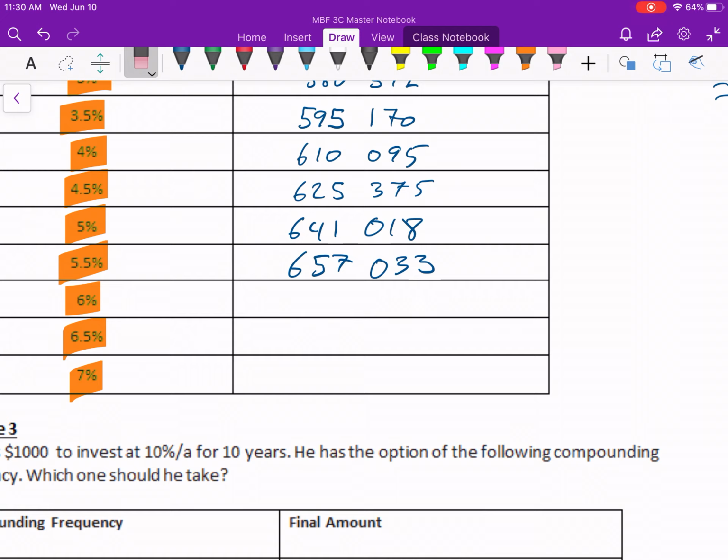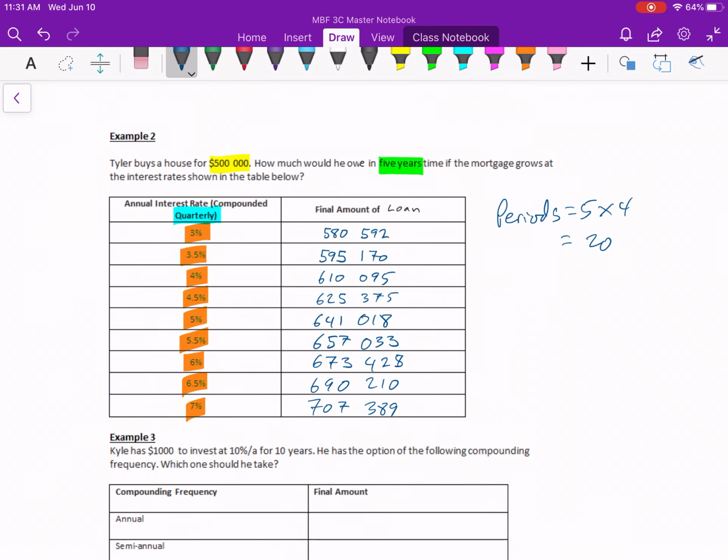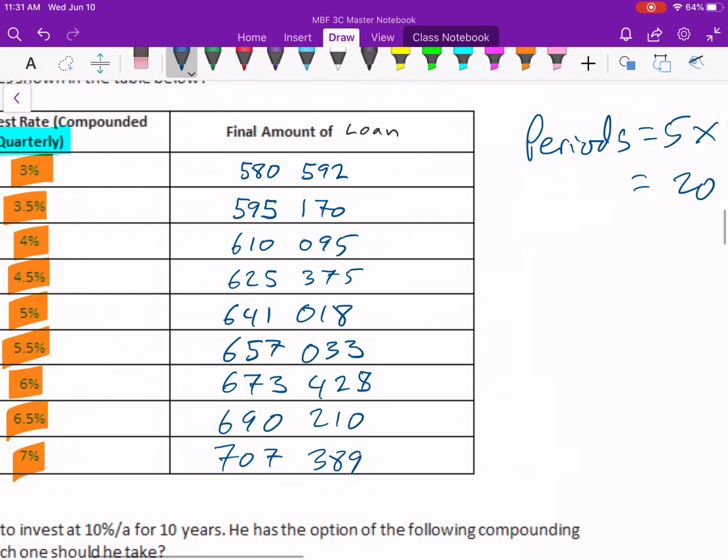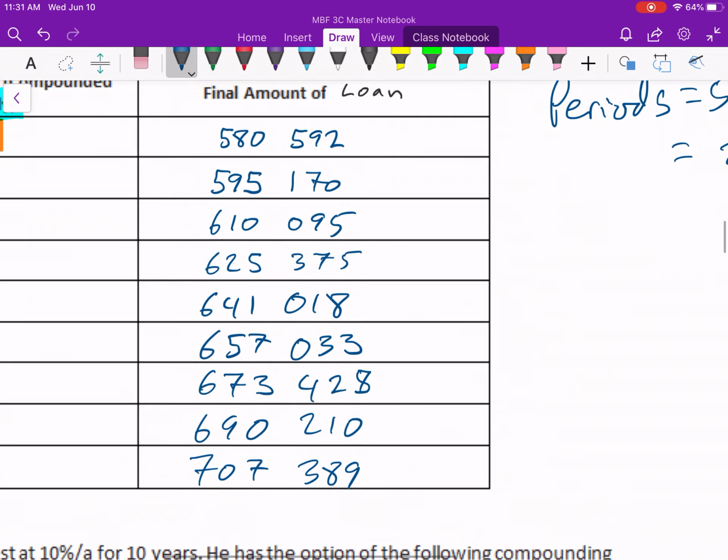Just this one here. So for 6%, it should be $673,427 or 28, I think, if I round it. And then $690,210, and then $707,3.89. Remember, these are dollars. These aren't just numbers. These take on a lot more personal meaning if this is actually your house you're buying.